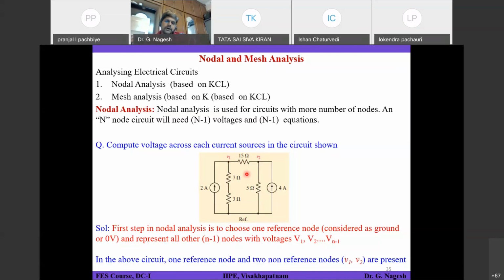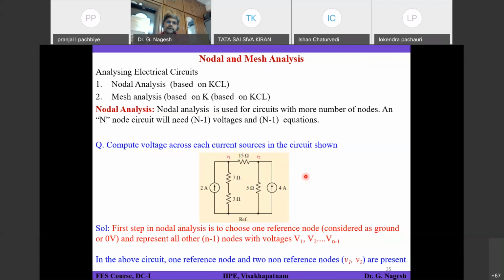Out of all the nodes available, consider one as your reference node, and the remaining two nodes in this circuit are V1 and V2. You understood, no? When you are applying nodal analysis, try to simplify the combination. If there are series resistances, simply combine them.